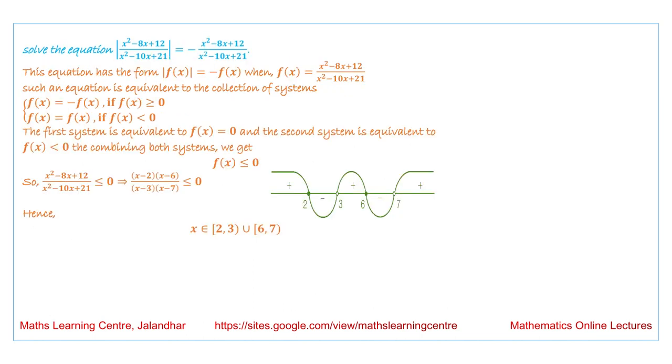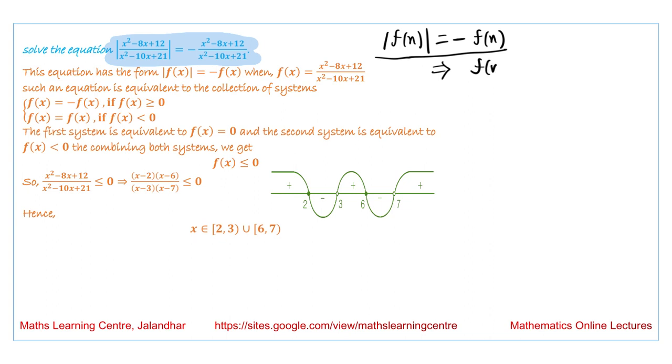Now in the next question, we have to solve this system of equations, and if we look at the terms over here, it is just like mod of f(x) is equal to minus f(x). So what this implies is that either f(x) is equal to 0, then this will hold, or f(x) is less than 0. So combining these two results, this system is equivalent to f(x) is less than or equal to 0.